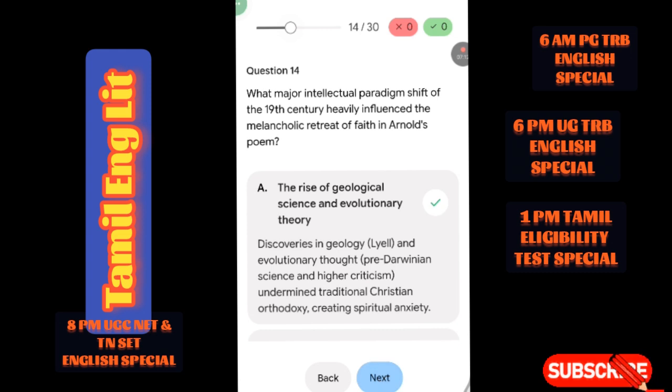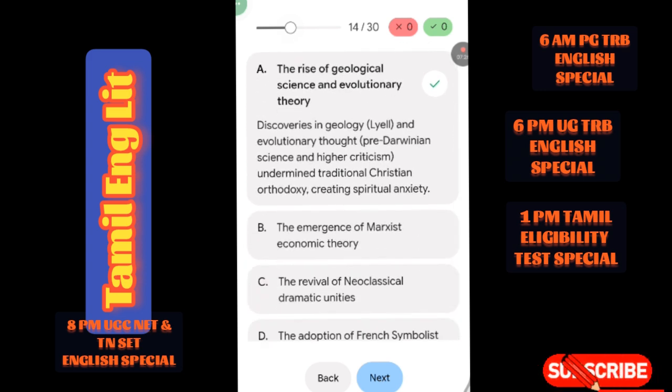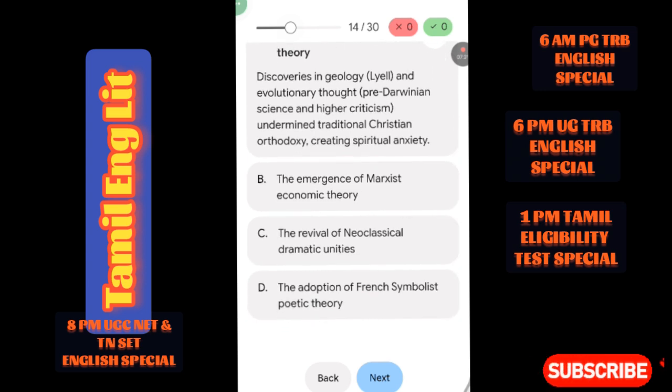Next question is, what major intellectual paradigm shift of the 19th century heavily influenced the melancholic retreat of faith in Arnold's poems? The rise of geological science and evolutionary theory. Discoveries in geology, Lyell, and evolutionary thought, pre-Darwinian science, and higher criticism undermined traditional Christian orthodoxy, creating spiritual anxiety.